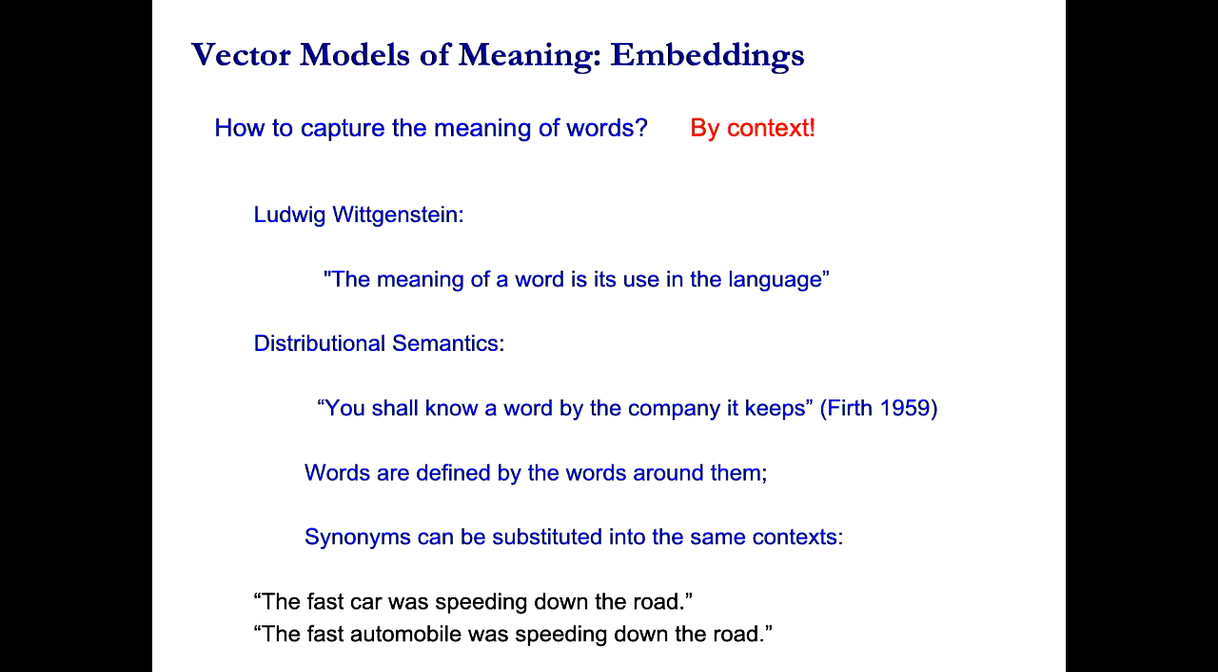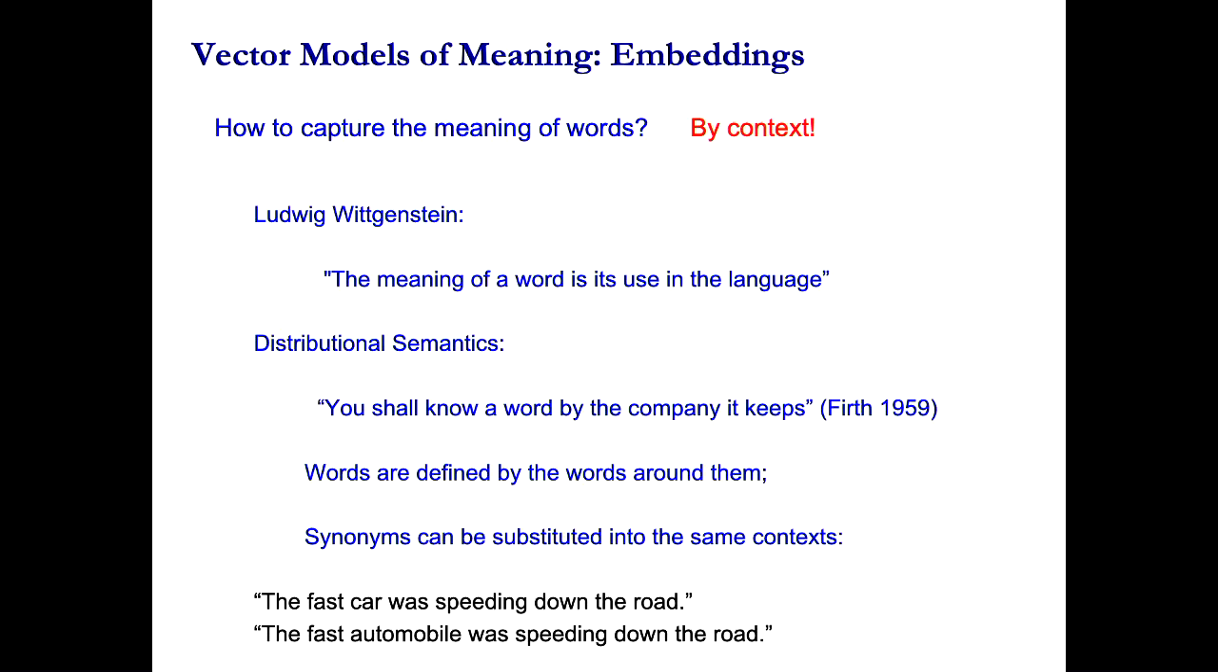So, as I said, the fast blank was speeding down the road. How many things could you say there? Car, automobile, bike, dog. But you get the idea. If you looked at every place that car was used, you'd get a sense for what it means.